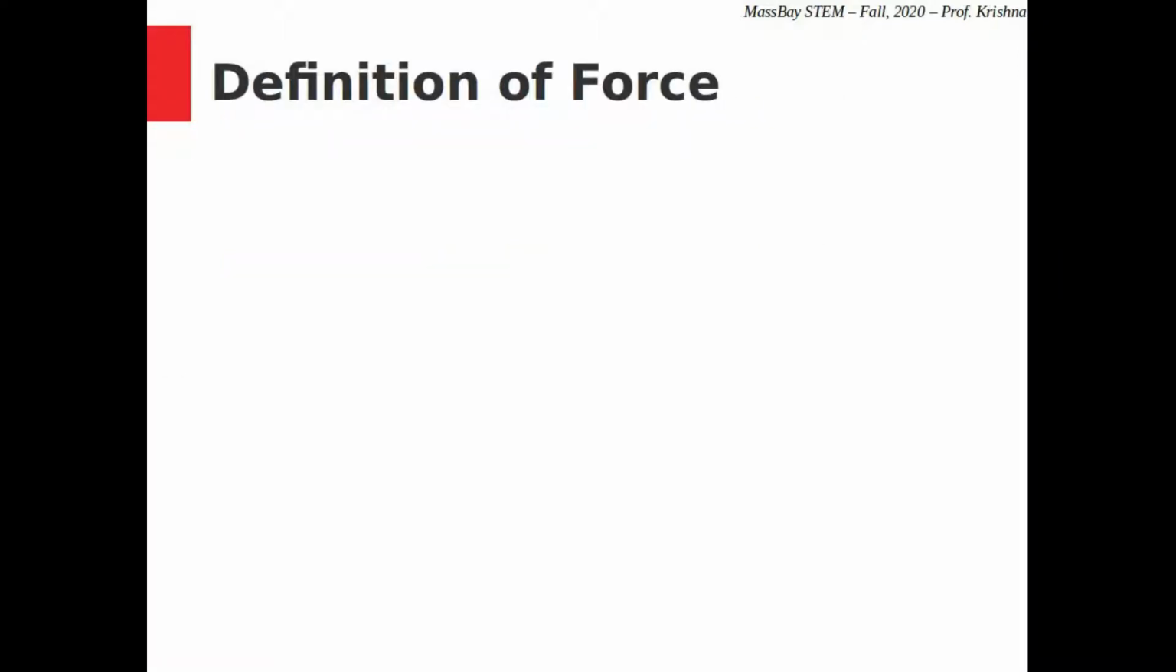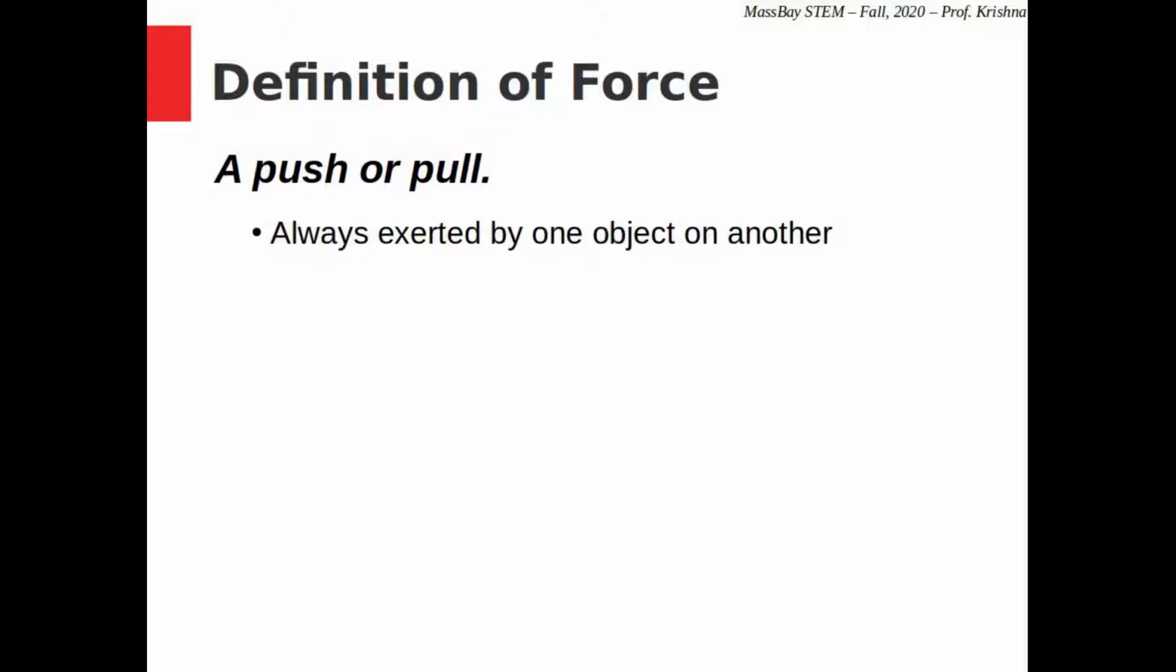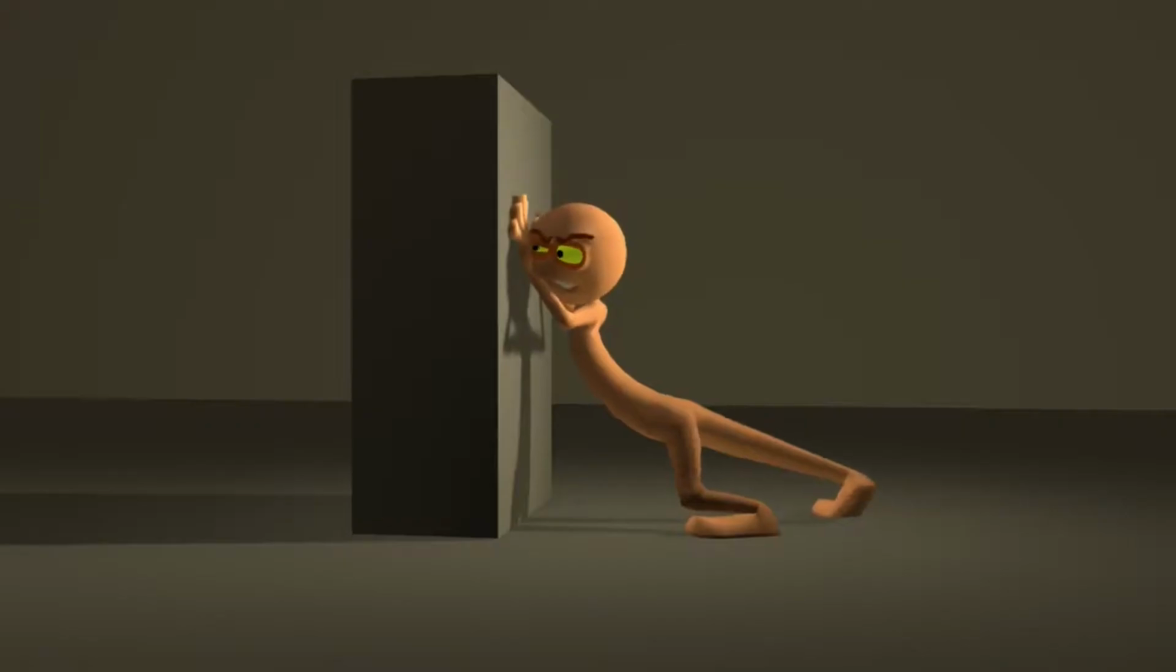If you had to explain to a 5-year-old what a force is, you might generically say it is a push or a pull. And you'd be right. Whenever one object pushes or pulls on another, we say it's exerting a force on it. This already establishes one characteristic of forces. Two objects must be involved, one to exert the force and the other to feel it.